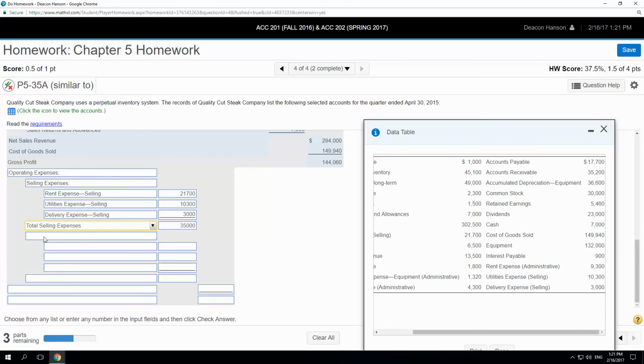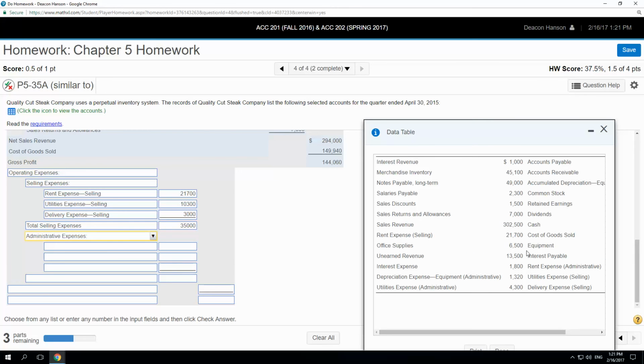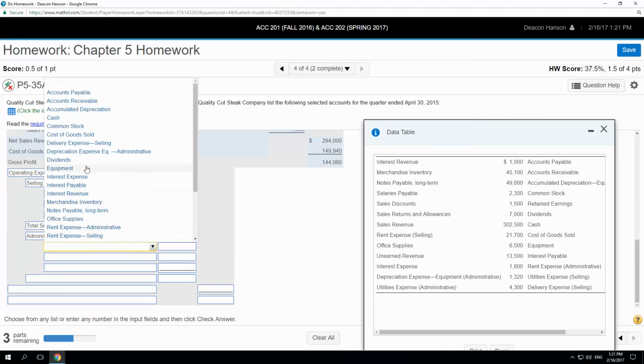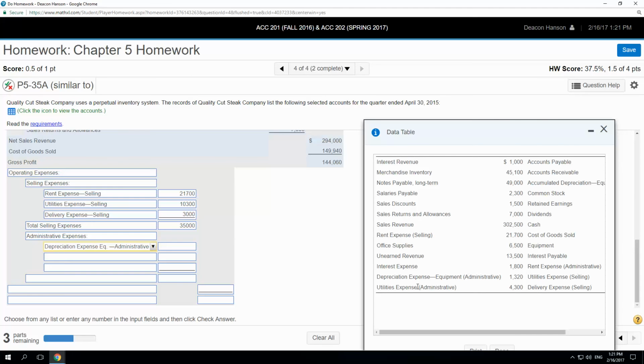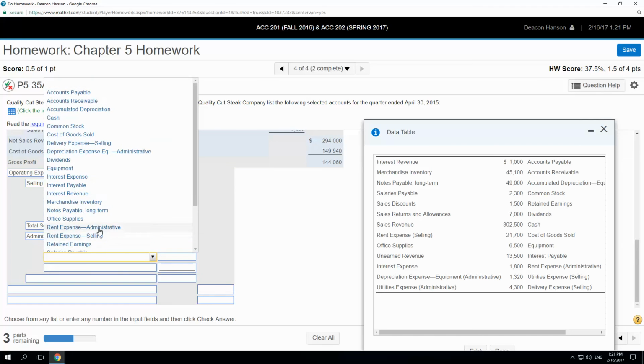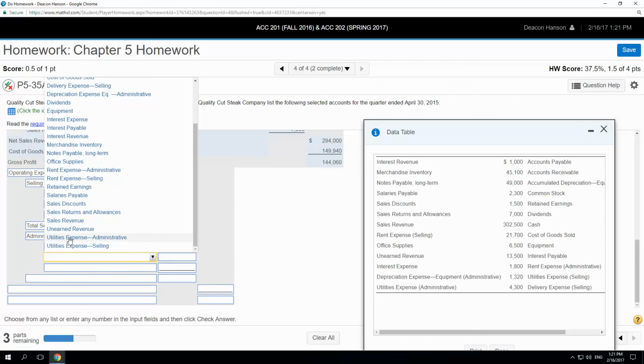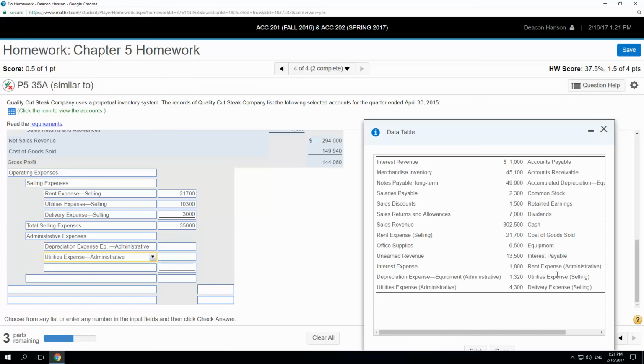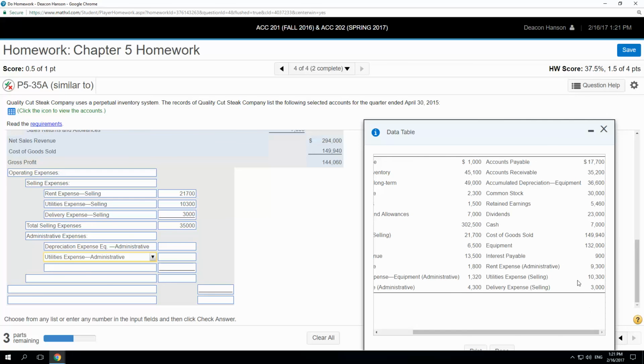Now we're going to have administrative expenses. So 2 subcategories, right? Under operating expenses, you have selling expenses and you have administrative expenses. So the first one is going to be depreciation, right? Administrative. Then you got utilities administrative and rent expense over here, administrative.